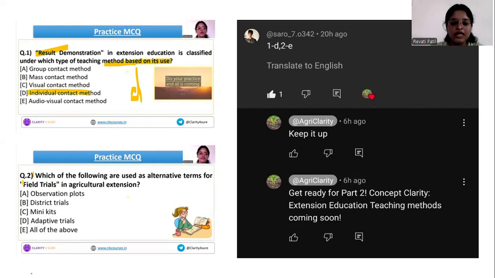What are the alternative terminologies used for field trials? So observation plots, district trials, mini kits, adaptive trials. All the above are the terminologies which are used for field trials. So the answer will be E.